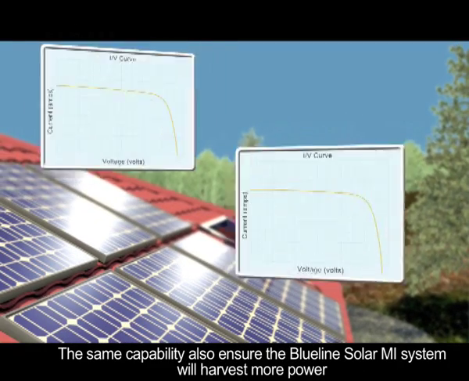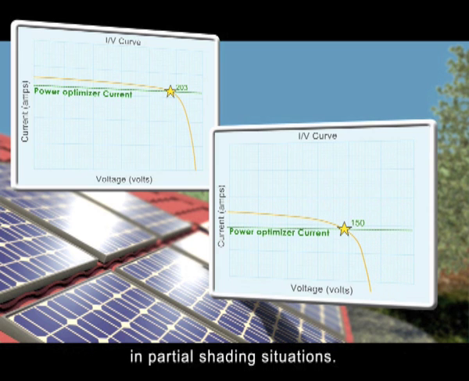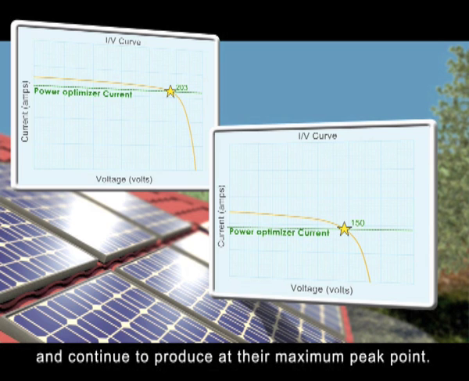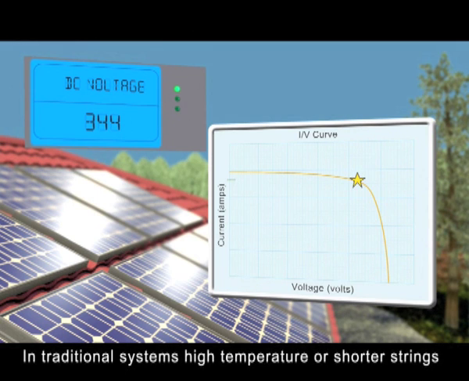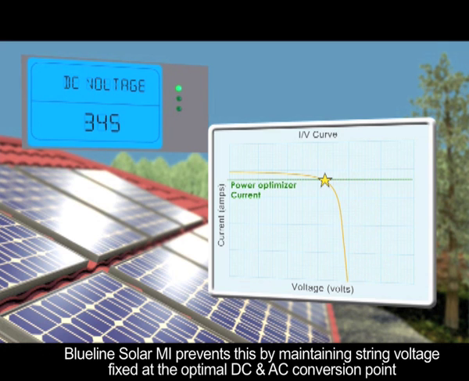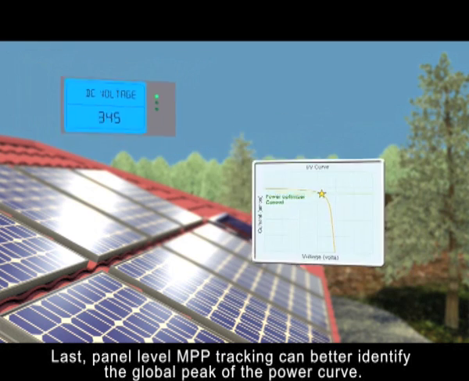The same capability also ensures that the Blue Line MI solar system will harvest more power in partially shaded situations. The shaded panel produces as much as it can, while other panels in the string are not affected and continue to produce at their maximum peak point. In traditional systems, high temperature or shorter strings may lead to power losses due to string undervoltage. Blue Line MI solar systems prevent this loss by maintaining string voltage fixed at the optimal DC to AC conversion point, while independently controlling the panel voltage.